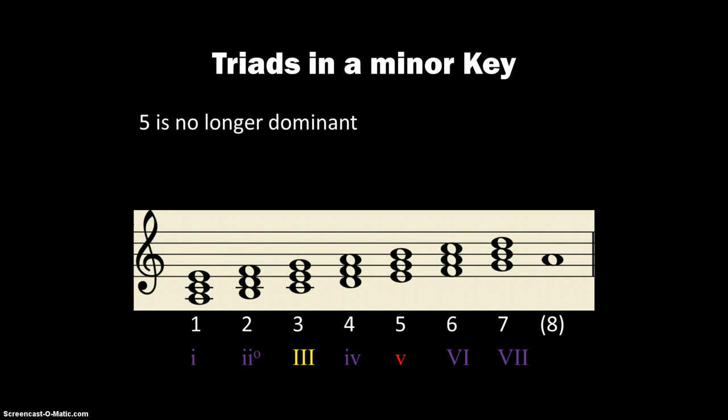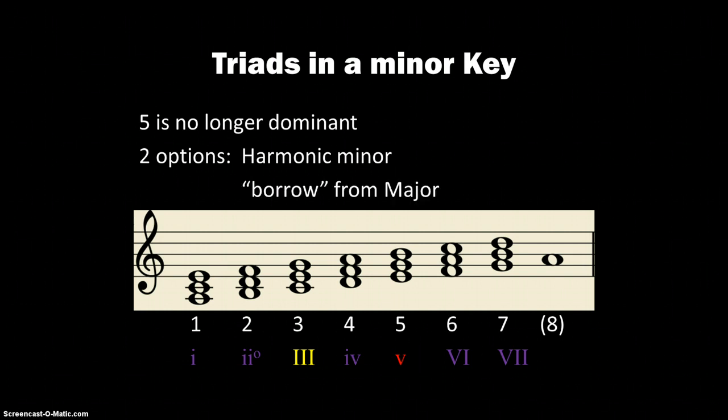Next, the problem we have is that 5 as a minor triad is no longer dominant. Well, 5 is very important, it points back to 1. So what can we do? We have 2 options. First of all, we can use the harmonic minor. That's why it's called the harmonic minor, because it makes 5 a dominant function, or a major triad that would lead back to 1 in a minor key. Or we can simply borrow the 5 chord from the parallel major. A major would have an E major triad, and we can just borrow that from the parallel. That's perfectly legal. You can borrow any chord actually from the parallel. Remember, parallel starts on the same note, different key signature.